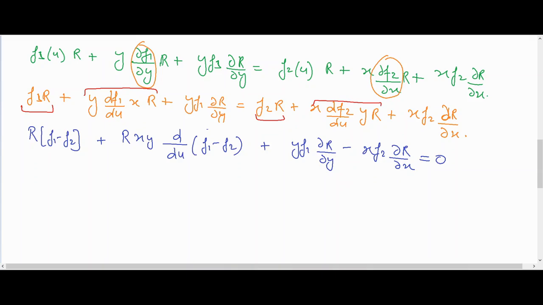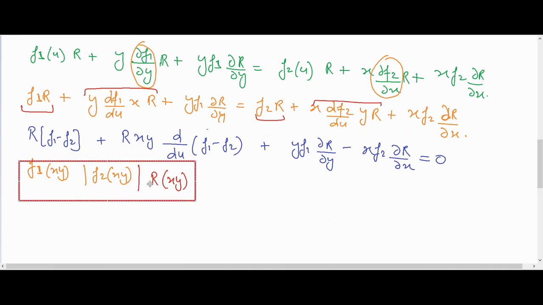we have already seen that f1 and f2 are both functions of x times y, right? We know that. So let's assume that r is also a function of x times y. Instead of x comma y, it is also a function of x times y. So this is the assumption which we are making, which actually works out. That's why I am showing you this. Otherwise the thought process goes like this: we assume that r is a function of xy in hope that we are able to solve this differential equation. So let's assume that r is a function of xy.